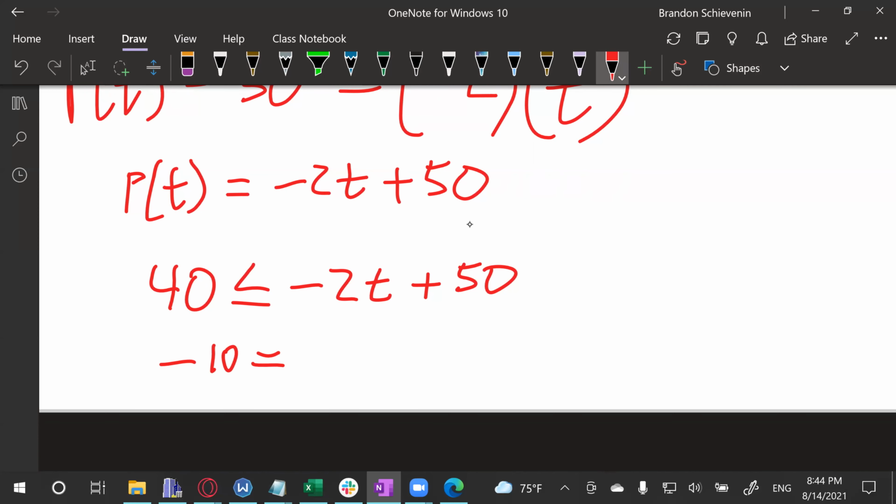Okay, so as long as t is less than or equal to 5, then P of t will be less than or equal to 40. Rewrite that as one extra line up here. What you did was you substituted for P of t with the equation that we had for P of t and gave us a way to solve for t when P of t would be less than or equal to 40.